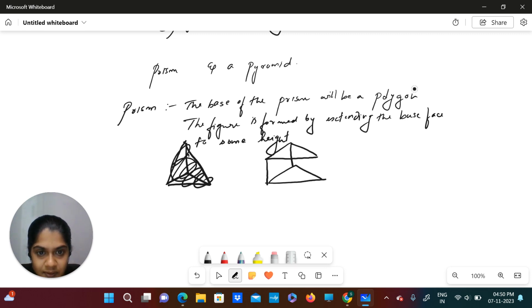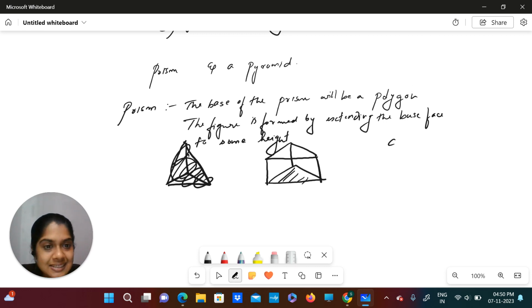Okay, so yes, this is a pyramid. That is, the base is a rectangle that is just extended to some height. Correct? So this is a prism. Clear? Okay, I hope it's clear.